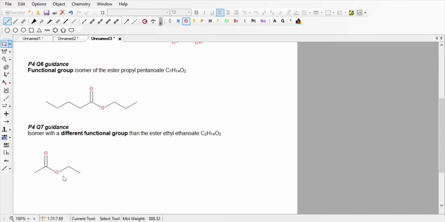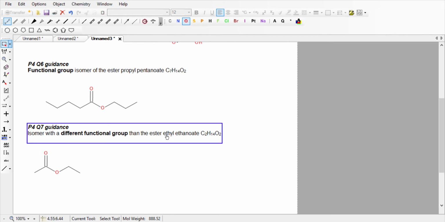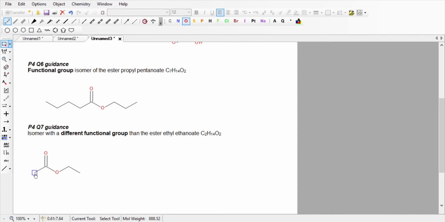So the next question I'm going to give you some guidance on is question number 7. You are asked for an isomer with a different functional group than the ester ethyl ethanoate. First of all, to have a look at the naming of this, eth means 2. Ethyl relates to this part of the molecule where there's 2 carbons in a chain. And ethanoate also, there's 2 here.